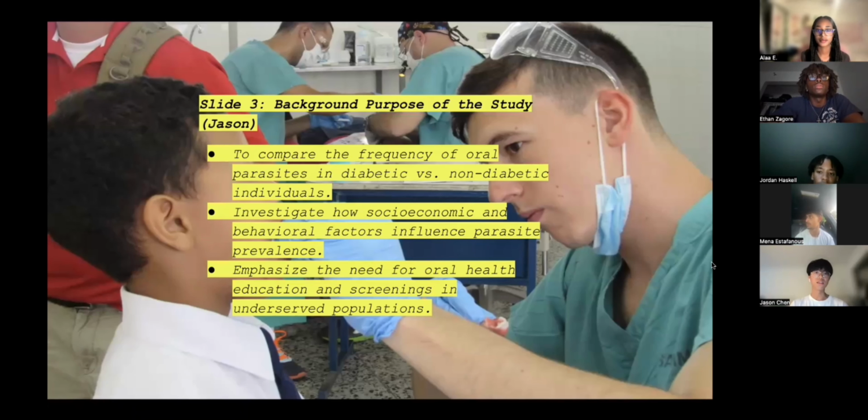To summarize, the primary purpose of this study was to investigate the correlation of oral infections and diabetes in individuals. Specifically, the investigators compared the frequency of two oral cavity parasites, Entamoeba gingivalis and Trichomonas tenax, in individuals with diabetes mellitus and healthy individuals. The study also highlights the socioeconomic and behavioral factors that influence the prevalence of parasitic infections and emphasizes the importance of oral education and regular screenings in underserved populations.